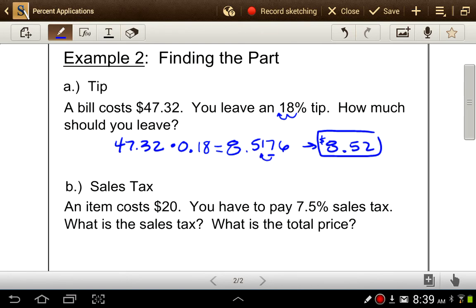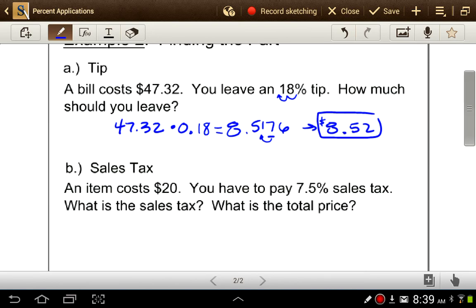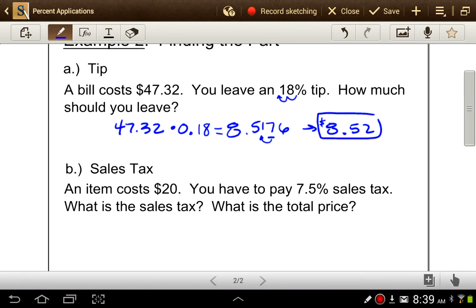Okay? In example B, an item costs $20. You have to pay a 7.5% sales tax. What is the sales tax? Again, I'm going to take the cost of the item, $20. I'm going to multiply by my sales tax, go 2 to the left. I have to put a 0 in front of that 7. So it's times 0.075. And you type that into your calculator. When you do that, you get 1.5. So what is the sales tax? Well, that converts to, in money cents, $1.50.